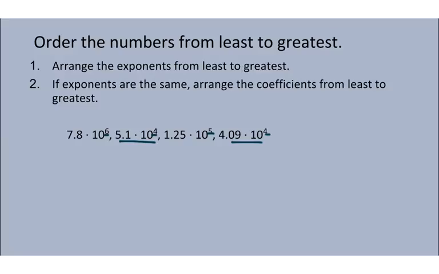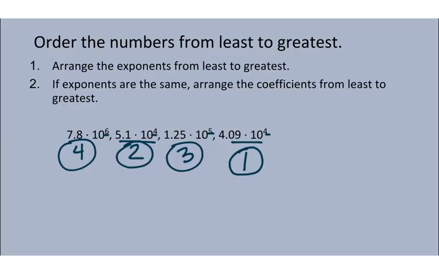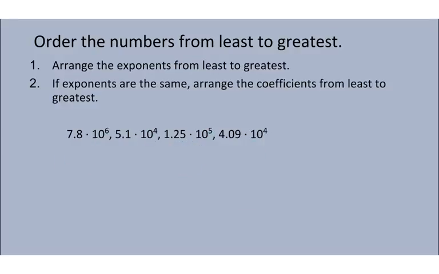5.1 is greater than 4.09, so I know that this is the smallest. This is the next smallest. Then I look at my exponents again. There's a 5 here, so this is next, and this is last. How'd you do? Okay, so try this one by yourself and see how you do.